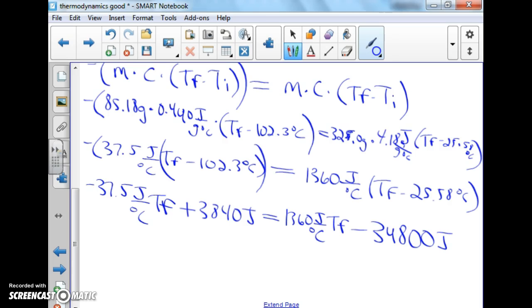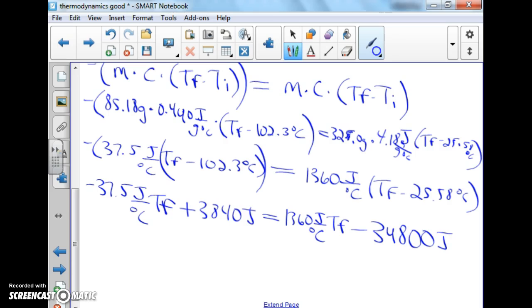All right, now what do I have to do mathematically? Can't divide. Gotta get like terms together, yes? Okay, so I gotta get my TFs together. I have the TF on one side and the TF number on the other side. And my non-TFs, those are the 3840 and the 34,800. I want to get them all together. So I'm just going to get my TFs on the left and my non-TFs on the right. It doesn't matter which way you do it, though. It'll come out the same way as long as you combine the right things.